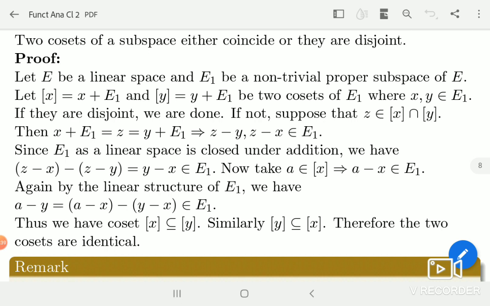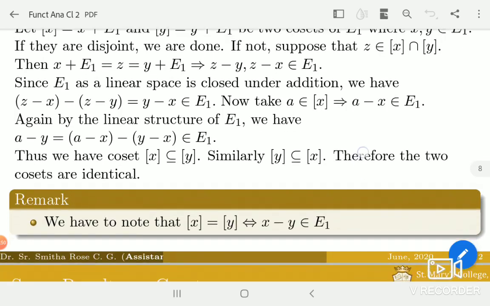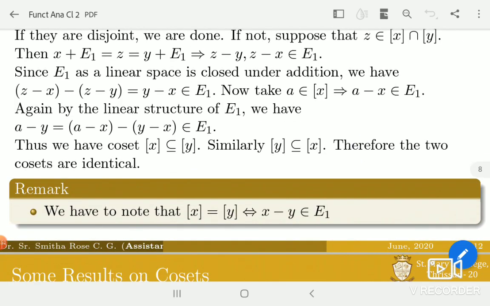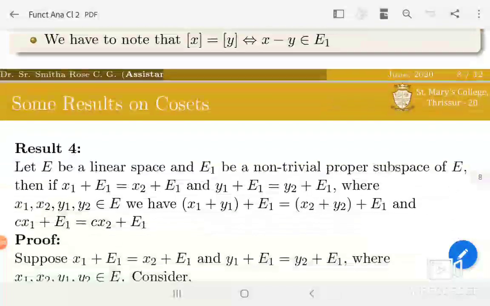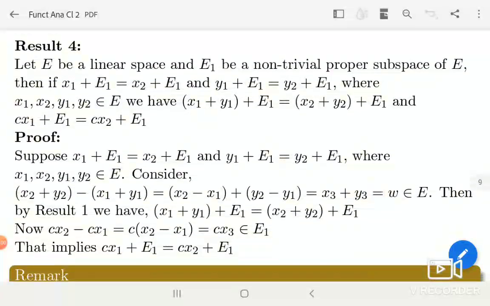That means a is in the coset y. So that means coset x is a subset of coset y. Similarly, we can prove that coset y is contained in coset x. So therefore the two cosets are identical. So we have to note that coset x is equal to coset y if and only if x minus y is an element of E1. Already we have told that.